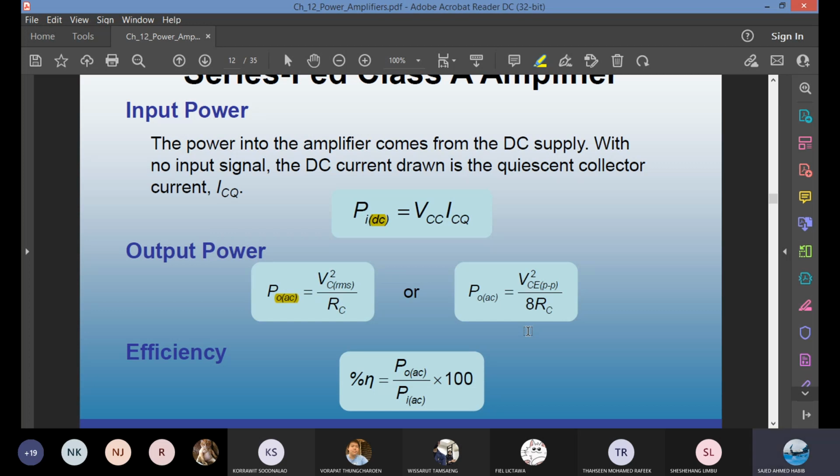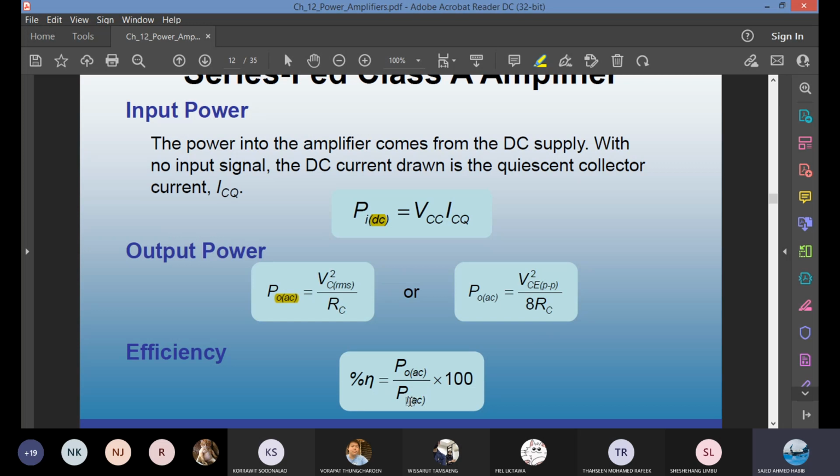If it's in peak, it will be V squared CE peak divided by 2 RC, because it's only divided by √2 in case of one peak. Then you can calculate the efficiency. This is the Greek symbol eta. It looks like a small n, but not, one leg is larger. Percent efficiency is output over input.